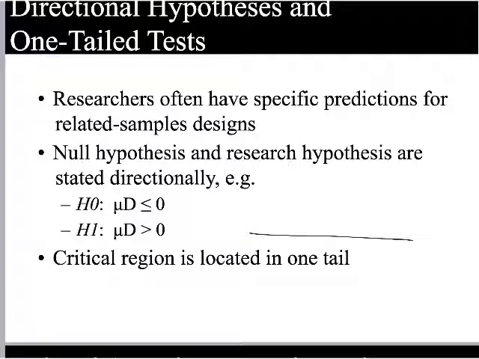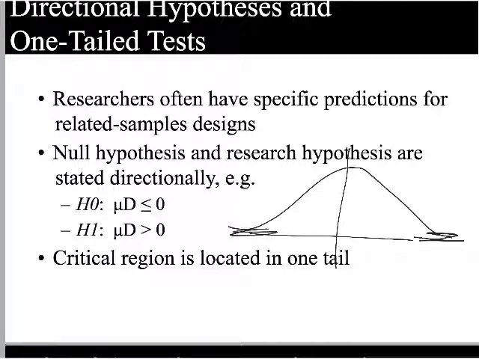So our 0.05 is not split between two tails, but is rather all in the one. But relatively rare, the one-tailed test.